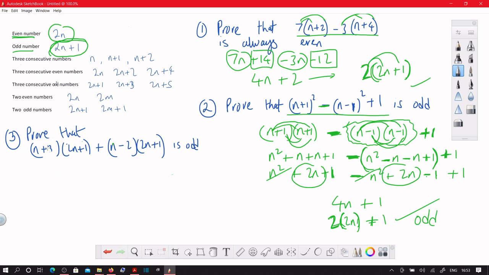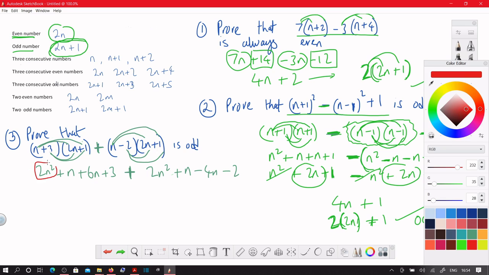Last question here. I need to prove that this is odd. It's a nice thing that I've got a positive in between the double brackets. Here, I had a minus, so that minus affected all the other signs. So I'm not gonna have the same issue. Right, let's expand this now. n times 2n is 2n squared, n times 1 is 1n, 3 times 2n, 6n, and then 3 times 1 is 3. N times 2n is 2n squared, n times 1 is n, minus 2 times 2n is minus 4n, minus 2 times 1 is minus 2. Don't forget there's a plus sign. If that was a negative, that would have affected all the signs while I was expanding the brackets.